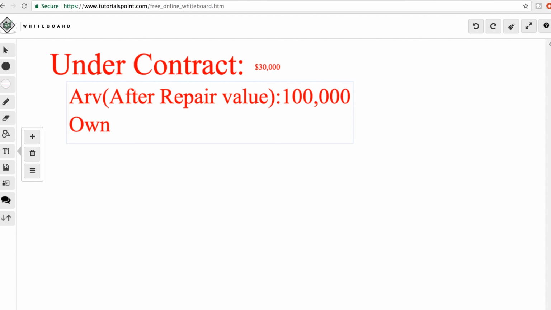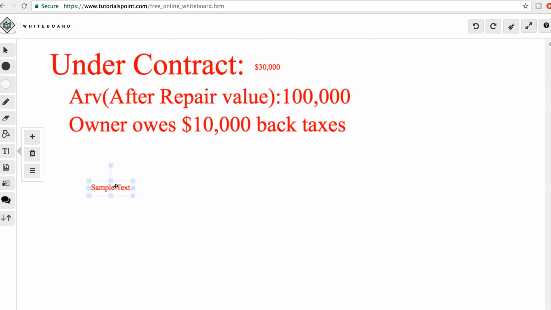Let's say the owner owes 10,000 in back taxes. Okay? Now, the owner owes 10,000 in back taxes. So at closing, they're going to deduct minus 10,000. So this is what the seller is going to net: $20,000, if you know they don't owe any other taxes or any other liens, judgments, anything like that, mortgages.